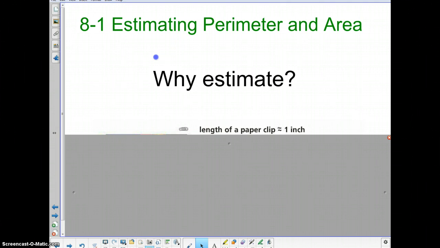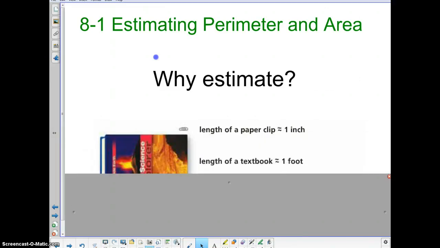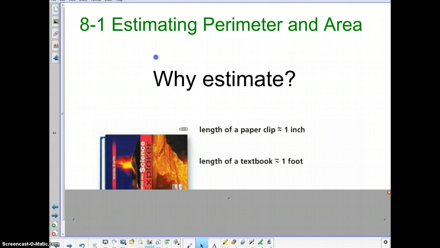Okay, so just to give us some rules of thumb here. The length of a paper clip is about 1 inch long. That gives you a little bit of an image of how you can estimate how long 1 inch is. And then the length of your textbook is about 1 foot. That would be 12 inches put together. About 1 foot is the length of your textbook.